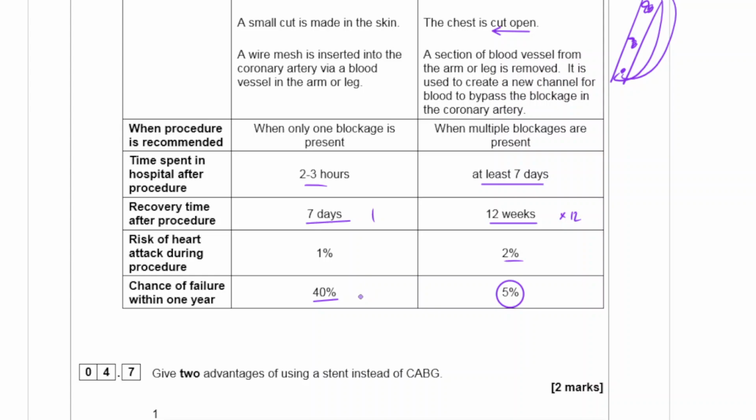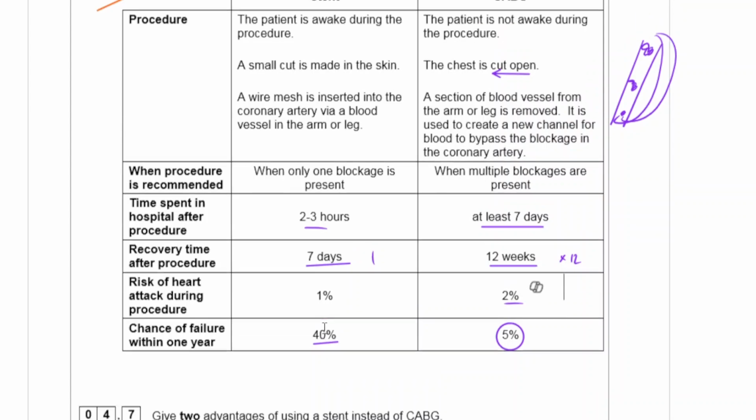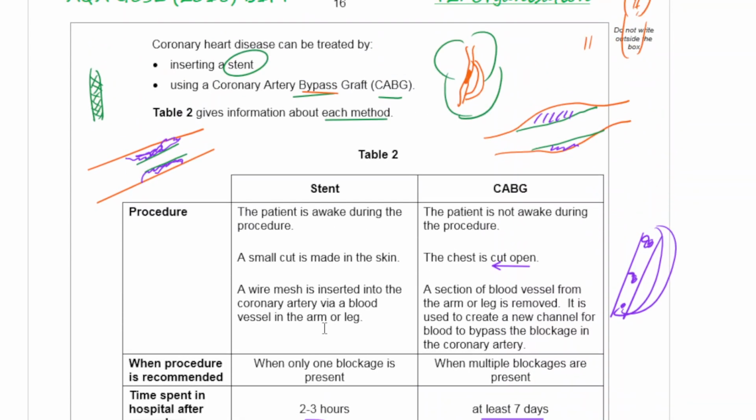The reason there's a 40% chance of failure is because, if I go back to my diagram, you're not removing any of the fat. So the fat can seep in or start getting deposited again. Fat attracts more fat. It kind of sticks together. So all you need is a little bit, and the stent can also move. So if people aren't careful, it can get dislodged out of the way as well.